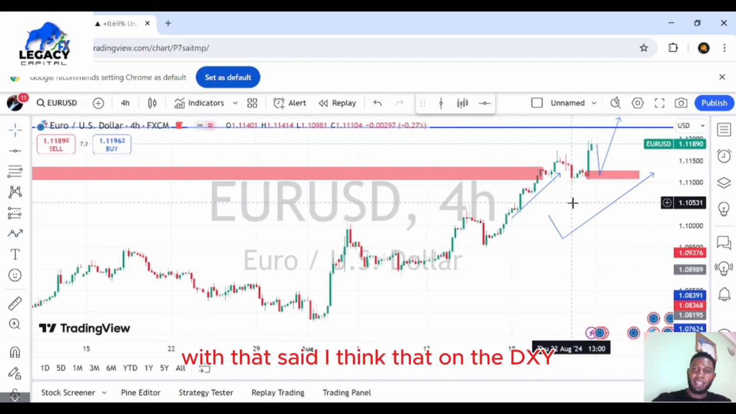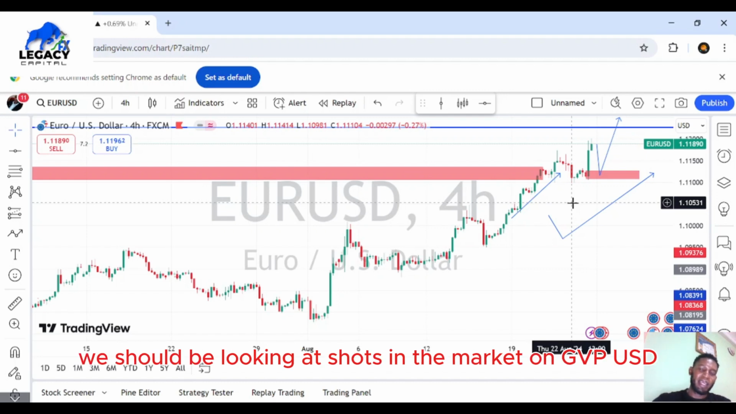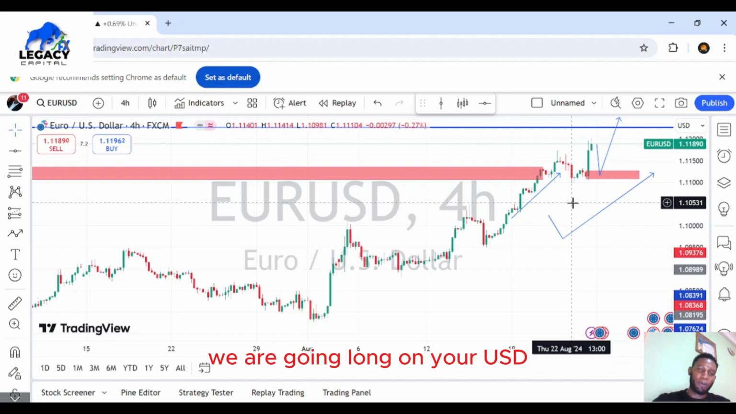With that said, I think that on the DXY we should be looking at shorting the market. On GBP/USD we are going long. On EUR/USD we are going long.